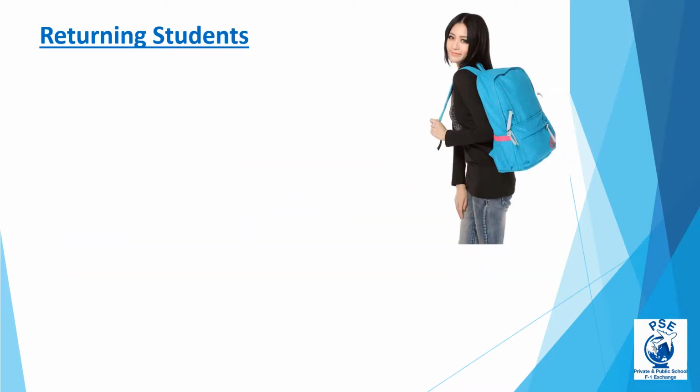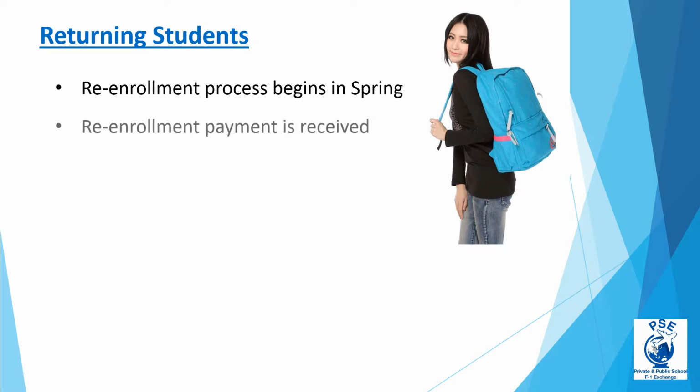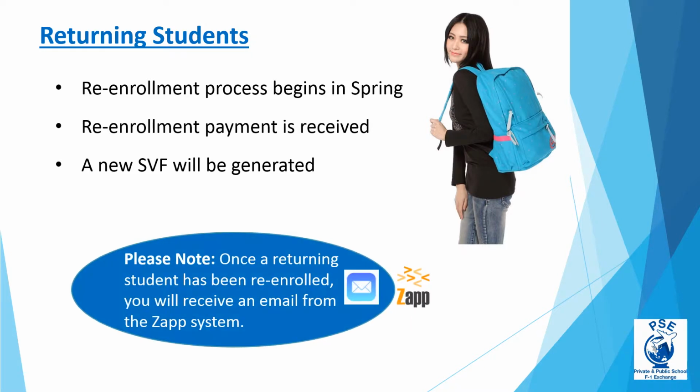Now let's talk about students who are returning for another school year. The PSE office starts the enrollment process for returning students during the spring. Once the re-enrollment payment is received, a new student virtual folder, or SVF, will be generated for the new program year. Please note, you will not receive an email from the PSE office once a student re-enrolls. Instead, you will receive an automated email from Zapp once they have re-enrolled, and then the student will appear in the pool for that program year.